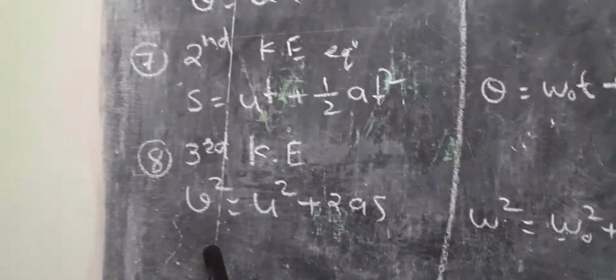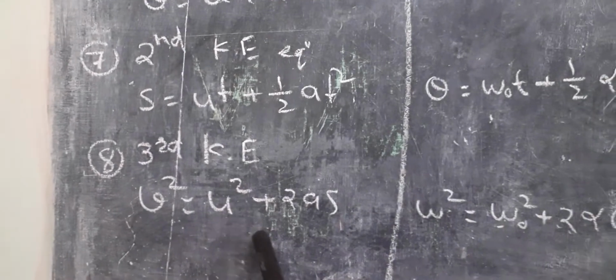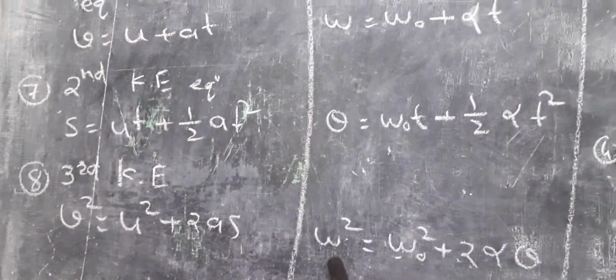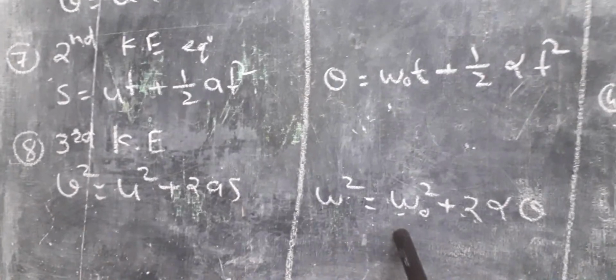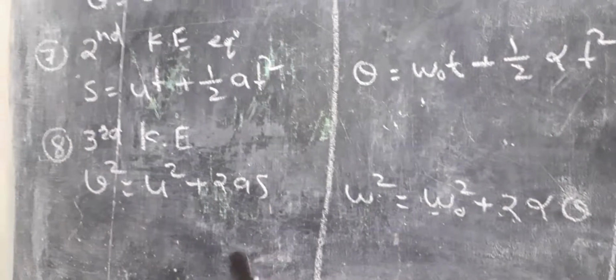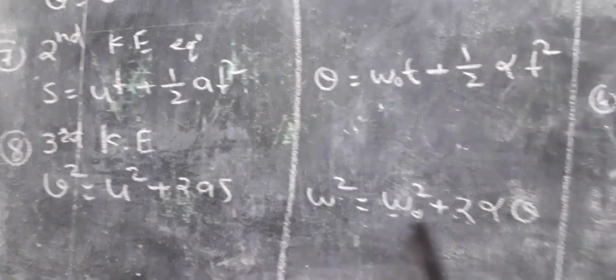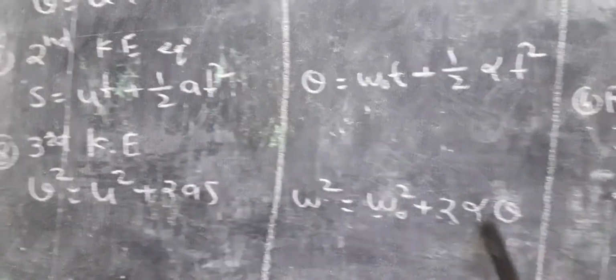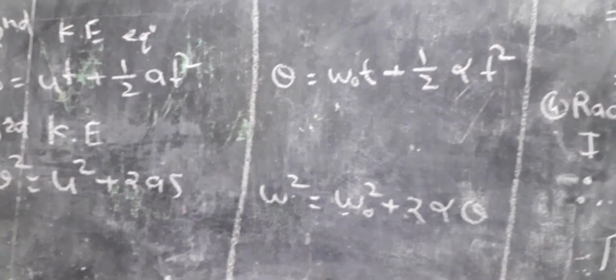Now the third kinematical equation, v square is equal to u square plus twice as. So here in place of v square we write omega square is equal to omega 0 square plus twice alpha into theta. S indicates displacement in linear motion, theta indicates displacement in angular or rotational motion. So this comparison you should know. We require these formulas while solving the examples.